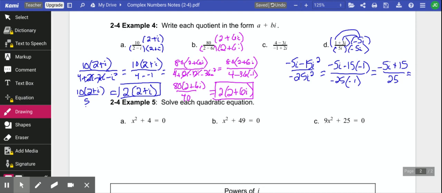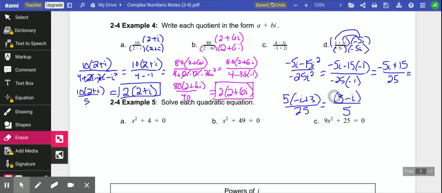And then the last step, we can't cancel stuff unless it's been factored out. So in the other ones, it was already factored out. So let's factor out a 5 out of the numerator. So that's going to give us -i plus 3 over 25. And now we're allowed to reduce the 5/25ths. So that's going to reduce to 1/5. And then here in the parentheses, we have 3 minus i. You don't need the parentheses if you don't want. So 3 minus i over 5.